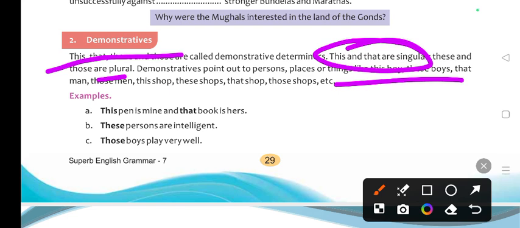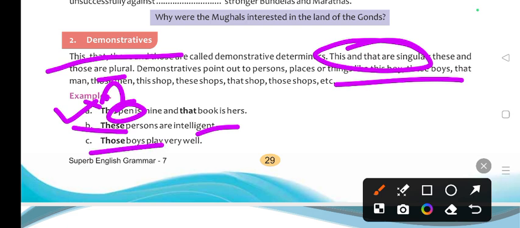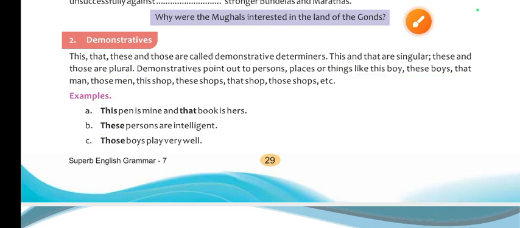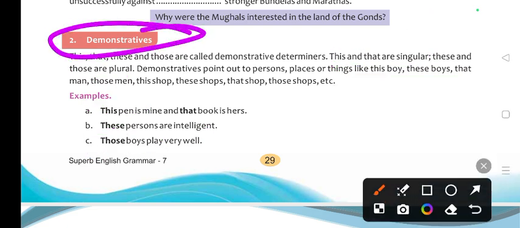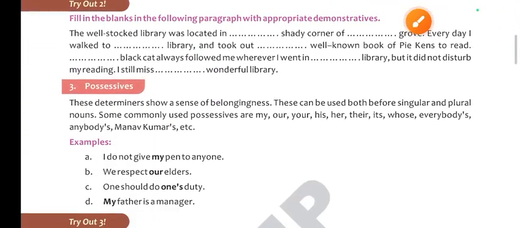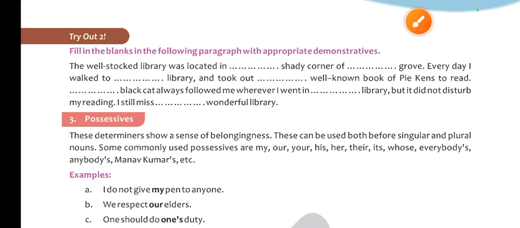Let's understand by some examples. This pen is mine. So pen is a noun and this is modifying pen, so this is a demonstrative, a kind of determiner. And that book is hers. These persons are intelligent. These boys play very well. So basically demonstrative adjectives work as determiners.